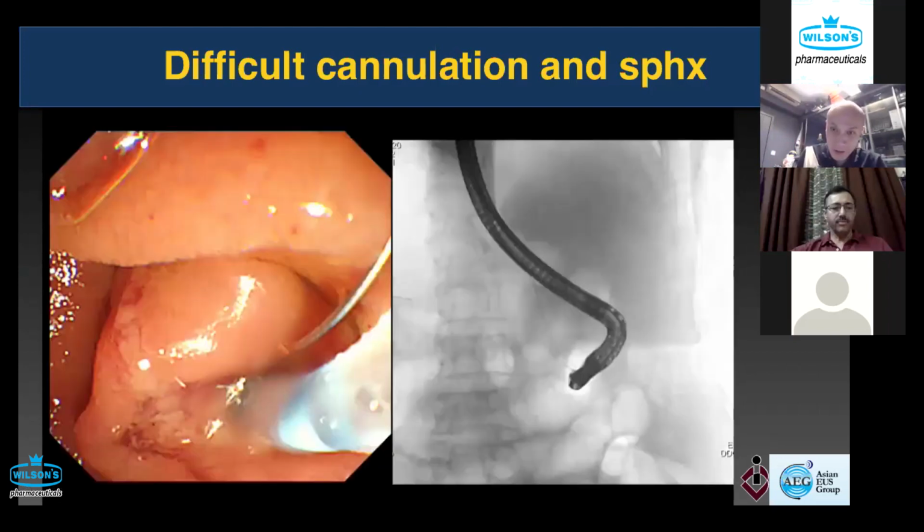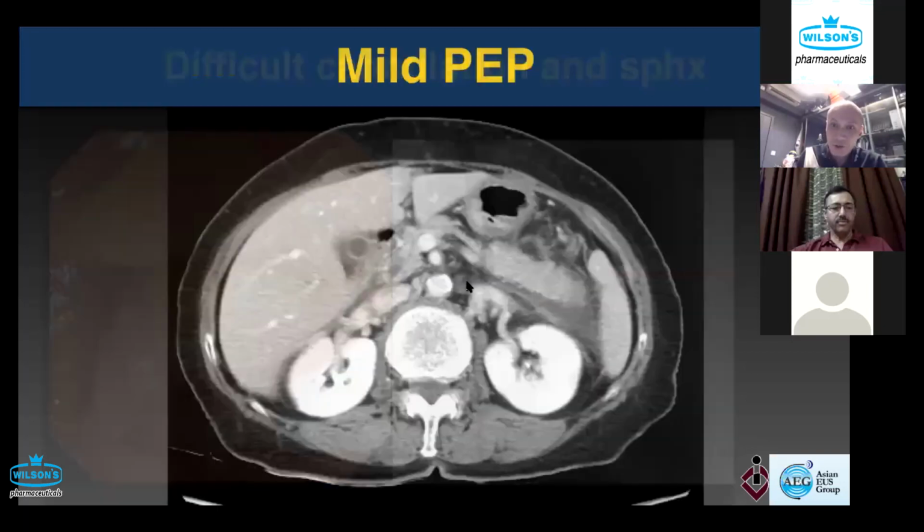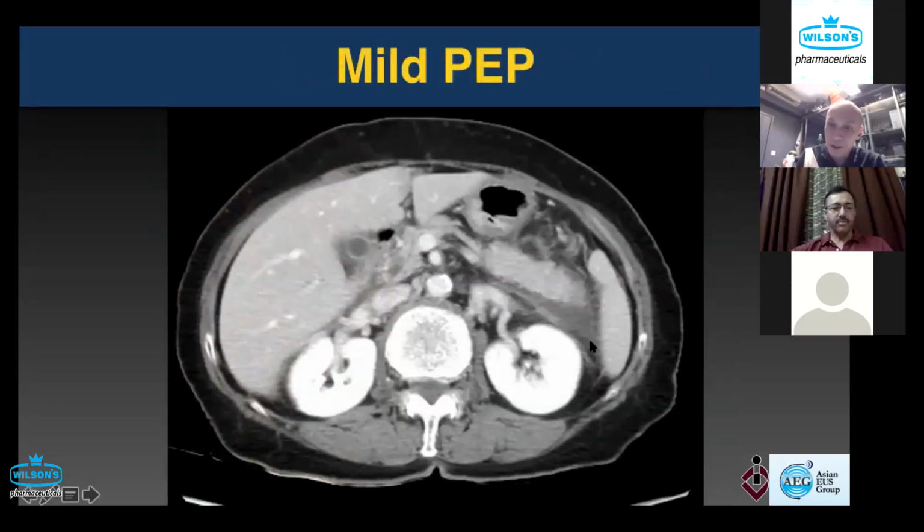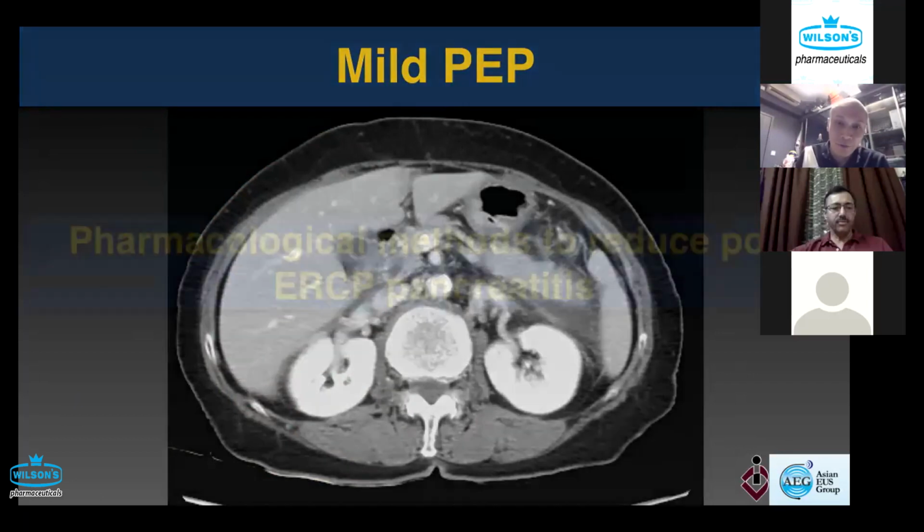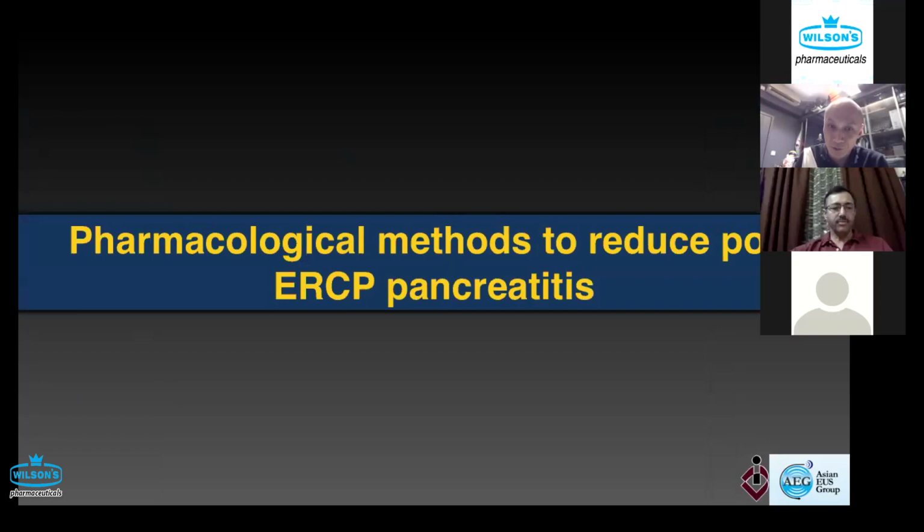So CT next day, so there was a post-ERCP pancreatitis. There was some collection around here. So there were actually a few things that could have been done during the procedure or immediately after the procedure that may help prevent this from developing. So I'll go through the literature supporting these ideas, and hopefully we can try to avoid this complication.